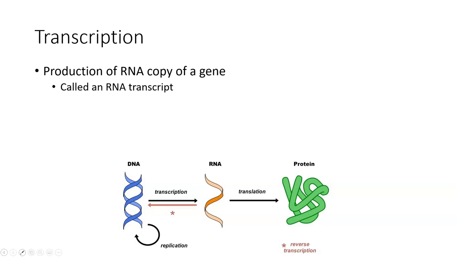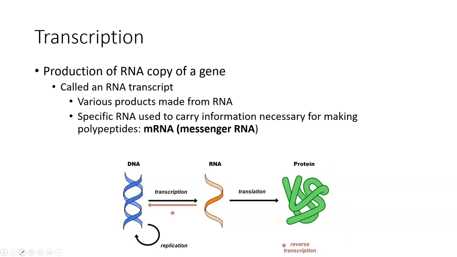Okay, so let's talk about transcription for a bit. Transcription is where we make that RNA copy of a gene. In that RNA copy, we call it an RNA transcript. So again, DNA, transcription, RNA, translation, protein. There are some viruses that can do reverse transcriptase, so that means they have RNA and they can go back to DNA, but our normal flow is from left to right in this case.